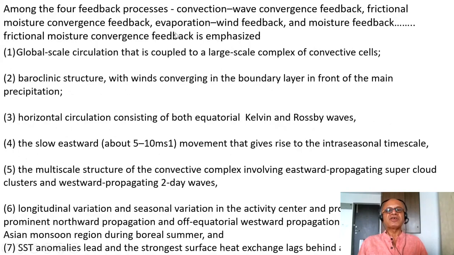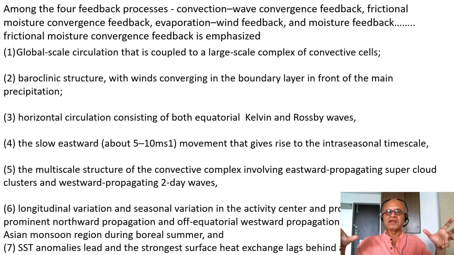So considering the moisture feedback as well, frictional convergence feedback is emphasized in this particular model because global circulation that is coupled to a large scale complex of convective cells can be better explained by the frictional convergence. Baroclinic structure with the winds converging in the boundary layer in front of the main precipitation. So there is a scale selection of the Kelvin waves and the Rossby waves. Kelvin waves preferring the eastward propagation, and the Rossby waves and the frictional convergence associated with them help in slowing down the eastward propagation.